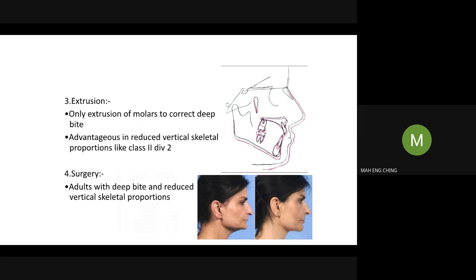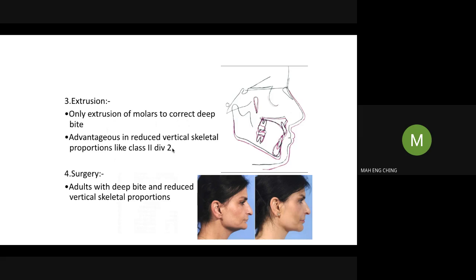Extrusion. So just now I talked about the intrusion of the incisor, and now we talk about the extrusion. So only extrusion of the molar to correct the deep bite. Sometimes we can do a combination of both, intrusion of the incisor and extrusion of the molar.